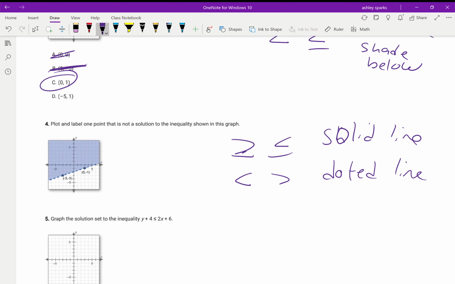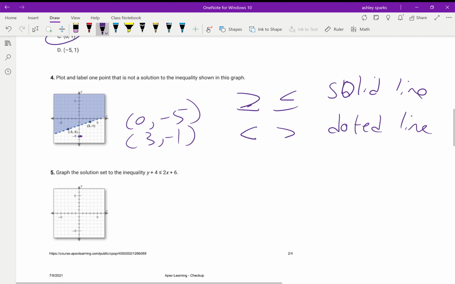Oh. So it just says pick a point that's not a solution. Any point in the white. So I could come here. That would be x is 0, negative 5. Because this is a dotted line, I could have also said just the 3, negative 1. So it's any point that is either on the line or in the white region.